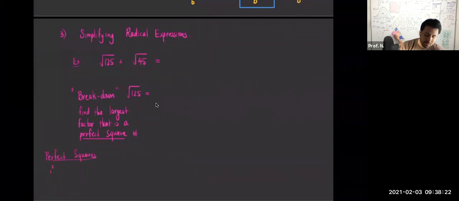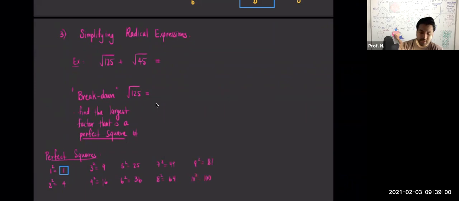So for example, 1 squared, 1 is a perfect square. Why is it a perfect square? Because we have a number 1 that when you square it, that becomes 1. Then so on and so forth, right? That's right, guys. Good. So 2 squared, 4, 3 squared, 9, 4 squared, 16, 5 squared, 25, 6 squared, 36, 7 squared, 49, 8 squared, 64, 9 squared, 81, 10 squared, 100, right?